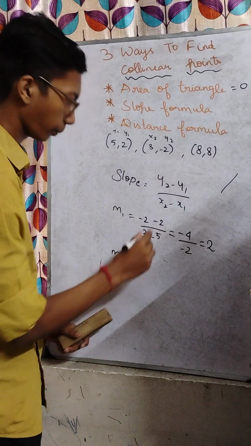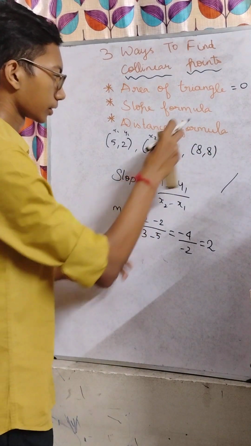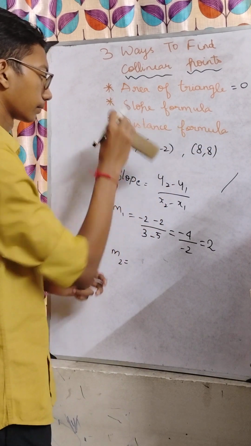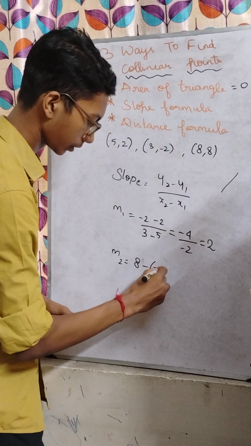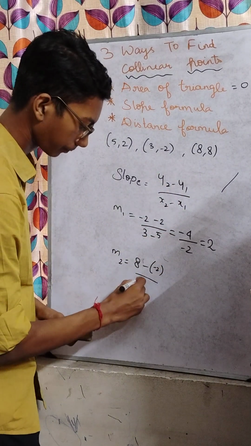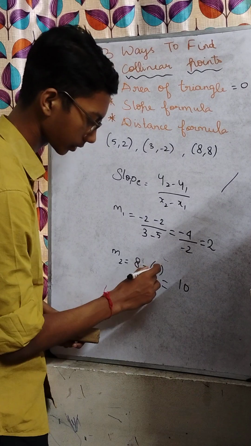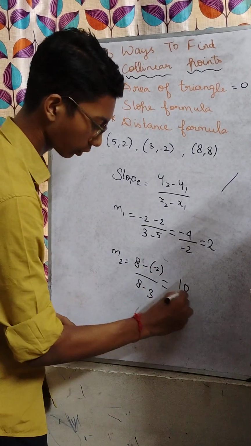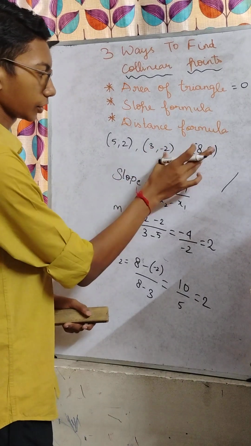Now the next 2 points, here y2 is this and y1 is this. So the slope is 8 minus 2 by 8 minus 3. We have 8 minus minus 2, which gives plus 2, so we have 10 by 5, which gives 2. So the slopes of these two are the same.